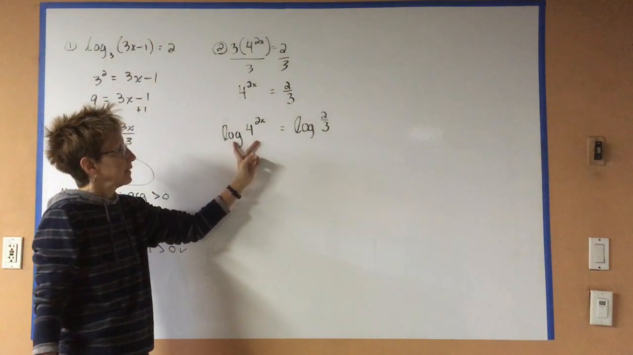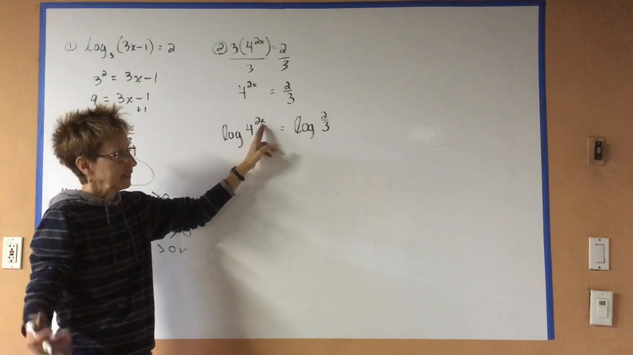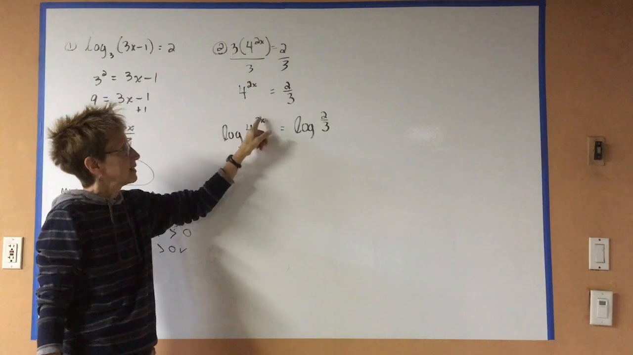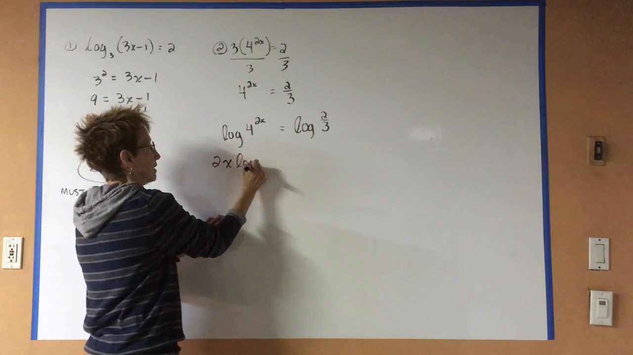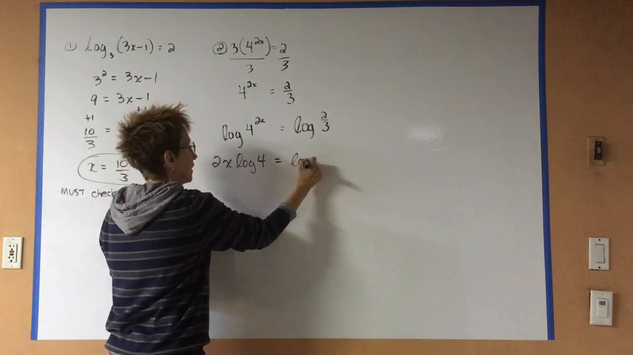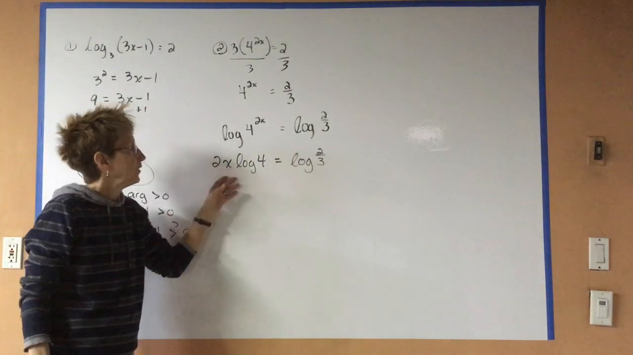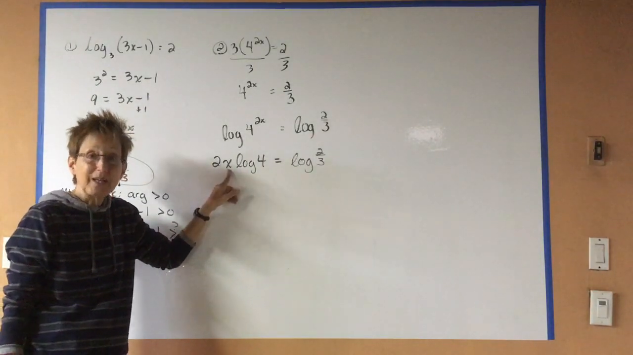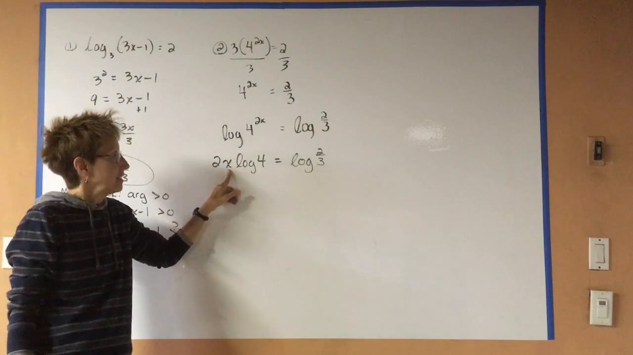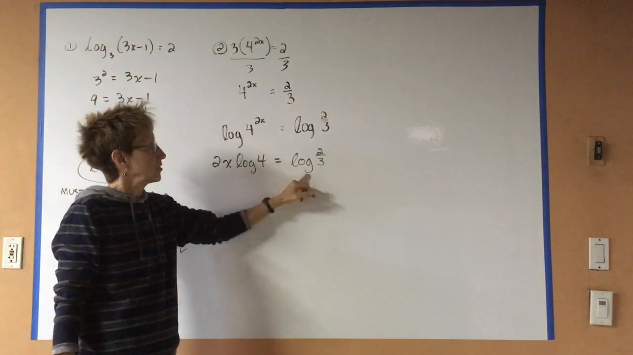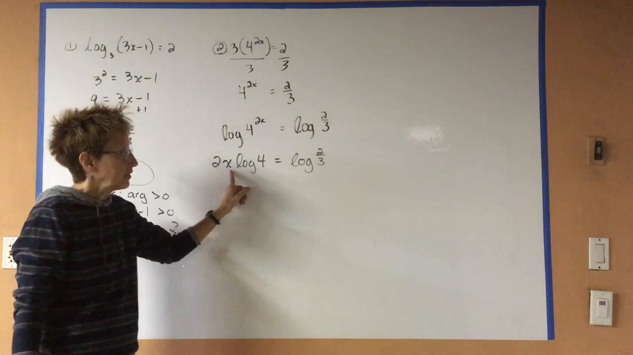The property that says if you have a log of an argument that's to a power, I forget what number, 6, I can now bring this out as a multiplier. So I can rewrite this side as 2x times the log of 4 equals the log of 2/3. The unknown here now is right here, and this is now a linear equation. Yes, it's a log equation, but not really, because I know you see logs, but these logs are just numbers. These are constants. It's a linear equation. So all I have to do is solve for x.